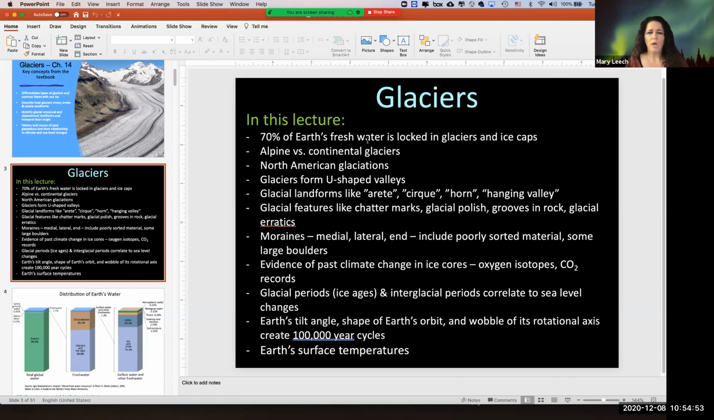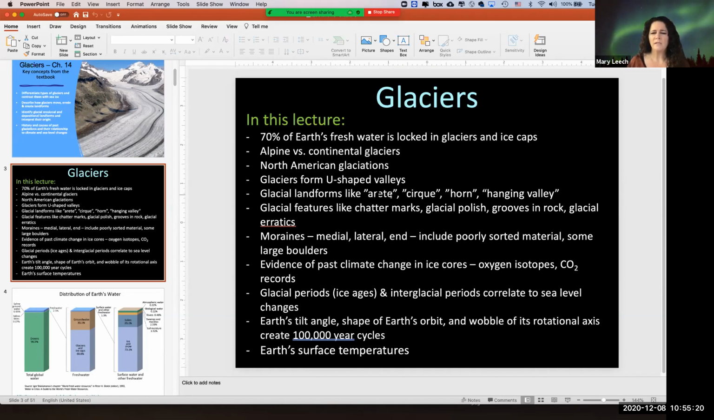We're going to look at how 70% of Earth's fresh water is locked up in glaciers and on ice caps. 70%, it's huge. I'll differentiate between alpine versus continental glaciers. We'll look at North American glaciation, especially the last major glaciation that we had, and the U-shaped valleys that they form.